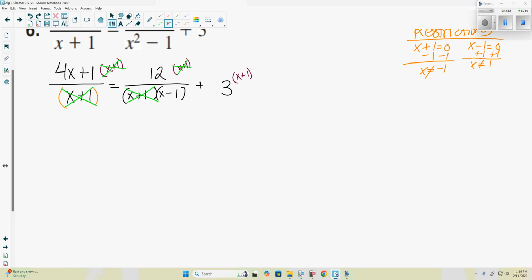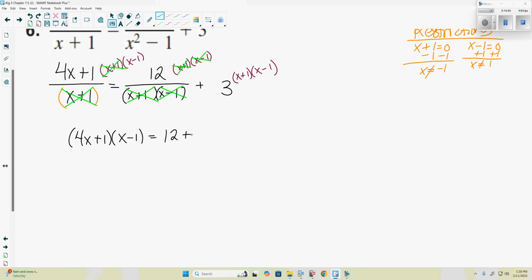X minus 1, which means we also have to multiply the whole equation by x minus 1. And in the middle expression, the x minus 1 and x minus 1 will cancel. Now what that leaves us with is 4x plus 1 times x minus 1 is equal to 12 plus. Because in the middle term, that 12 is all that's left.